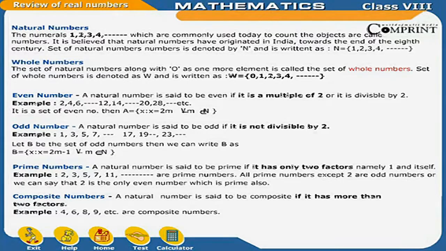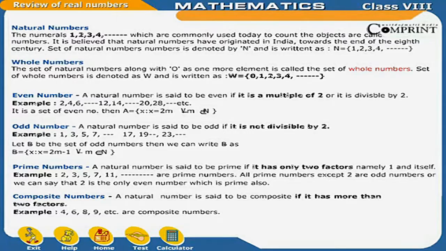Even numbers. A natural number is said to be even if it is a multiple of 2 or it is divisible by 2. Example: 2, 4, 6, 12, 14, 20, 28, etc. Let A be the set of even numbers. Then A is equal to the set of x such that x is equal to 2m for every m belongs to capital N.